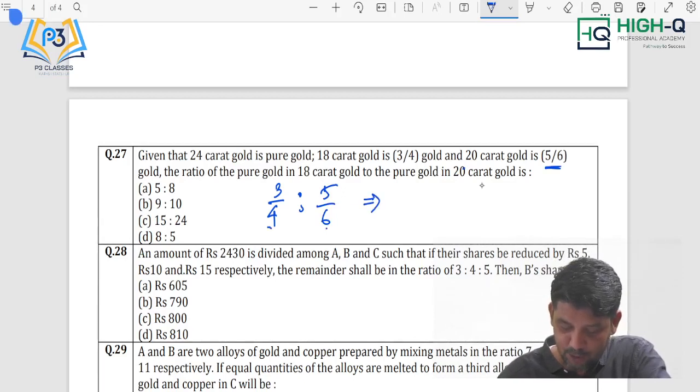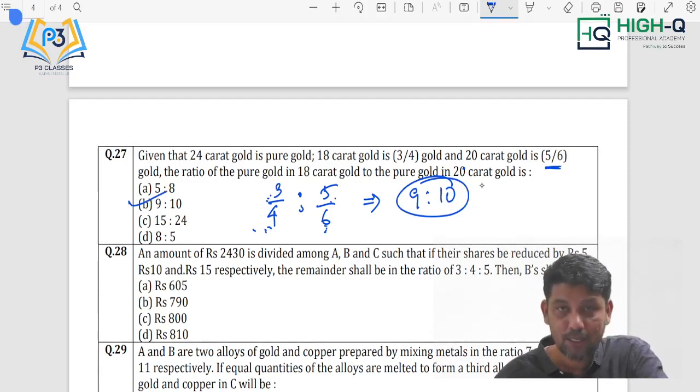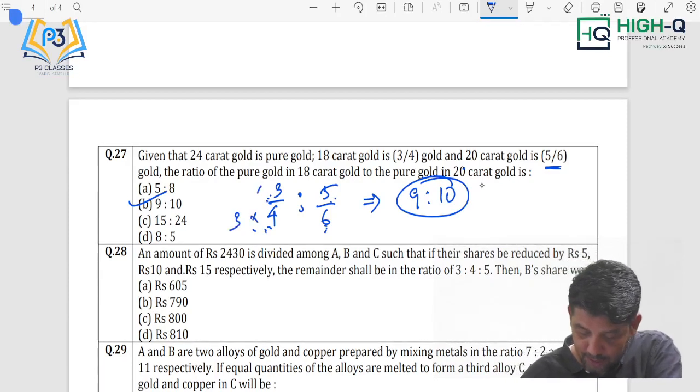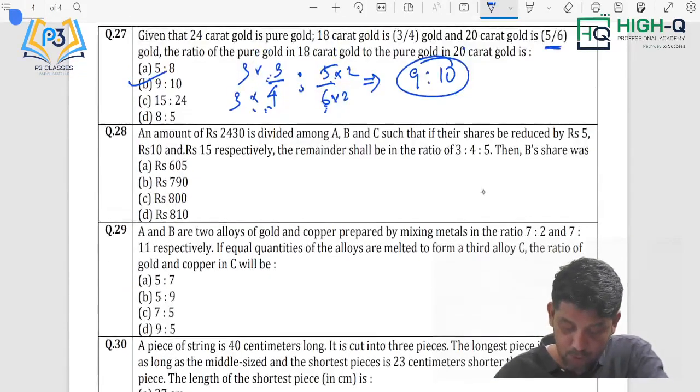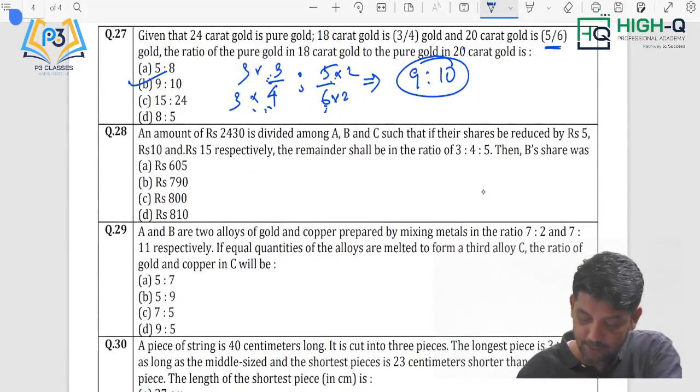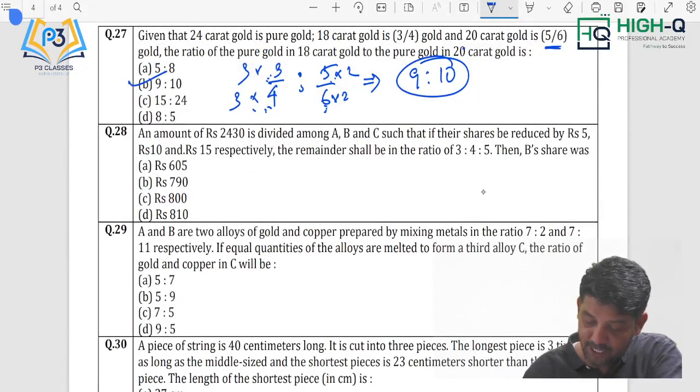Sir, LCM is 24, sir. Sorry, 12, sir. Multiply the numerator by 12. So what you'll get? 9:10. See, LCM is 12. So 9:10 is our answer.